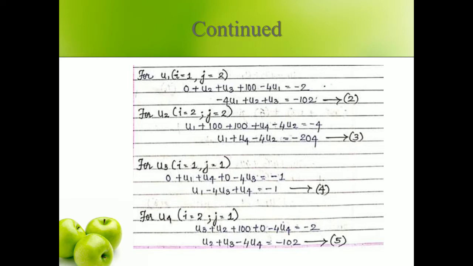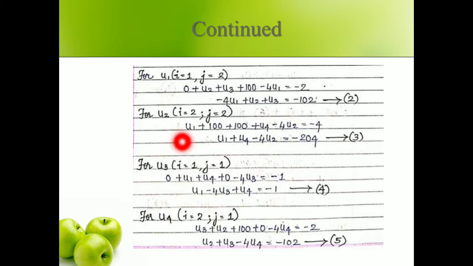For u1, i equal to 1, j equal to 2. So when i equal to 1, j equal to 2, it will be 0 plus u2 plus u3 plus 100 minus 4 u1 equal to minus 2. When you simplify, you will get minus 4 u1 plus u2 plus u3 equal to minus 102.